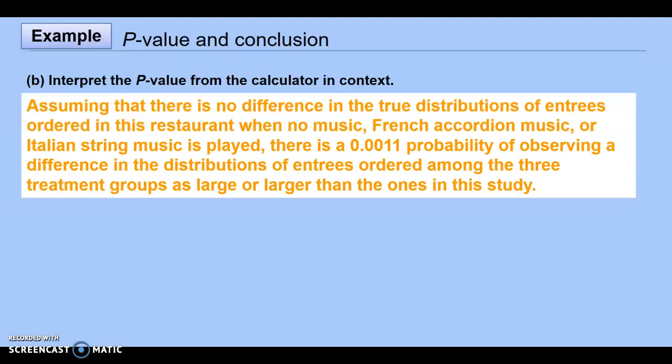So we are saying, assuming that there's no difference in the entree choices when no music, French music, or Italian music is played, there's a 0.0011 probability of observing a difference. So that p-value is observing what would be called the extreme, the alternative, the difference in distributions among the three treatment groups.